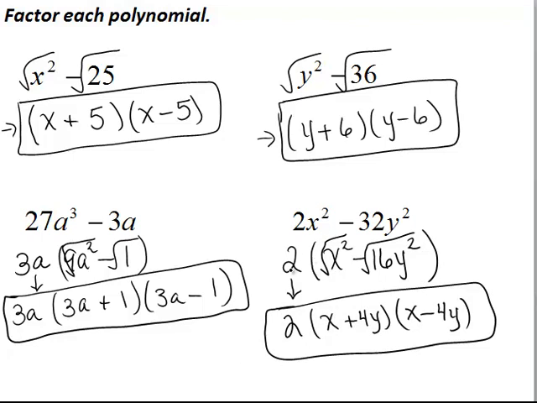Remember that first we factored out the greatest common factor, which was a 2, and we carried it straight along because it's part of our answer. And then we factored what was left inside, since this was a difference of two squares. So, good luck.